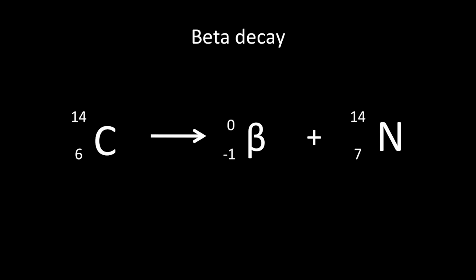Remember to check your sums again. Look at the top row, 0 plus 14 on the right equals 14 on the left, and minus 1 plus 7 on the bottom row at the right equals 6 at the bottom on the left.